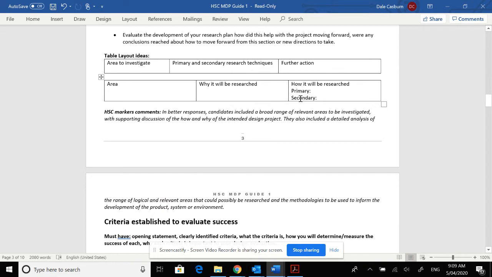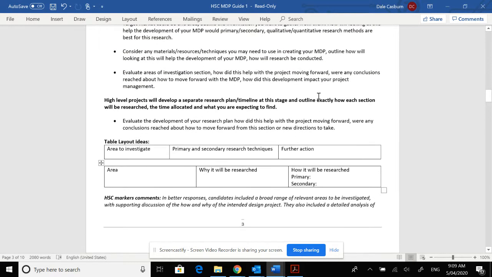Secondary might be trying to find things that already exist, maybe on the internet, maybe looking at books and things. What's the research that's been done before? So that's a breakdown of your primary and secondary. And you try and outline things that you can do for each area that would be primary or secondary.